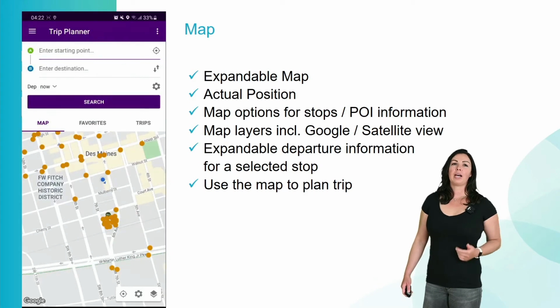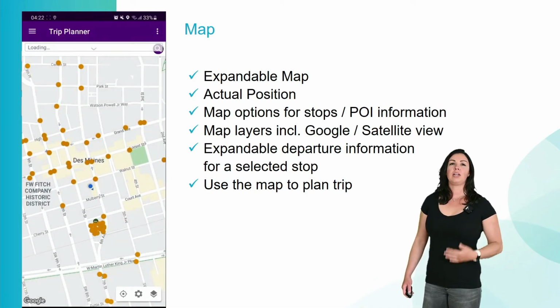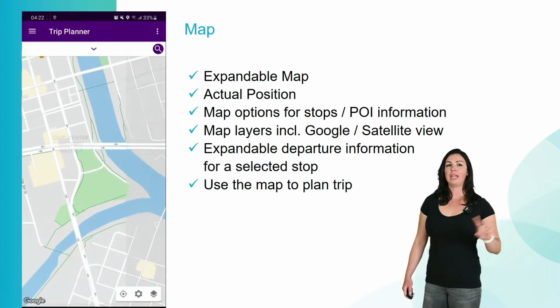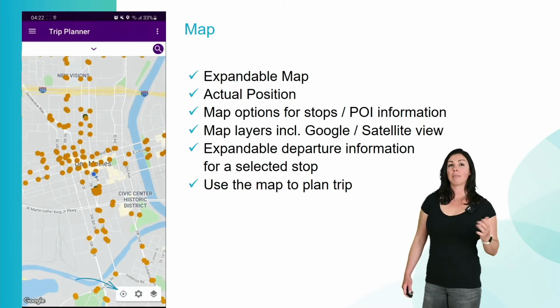Our expandable map is a really great feature. The customer just needs to touch the map and it automatically expands. If the customer decides to swipe away, they can use the actual position button at the bottom to snap back to where they actually are on the map.